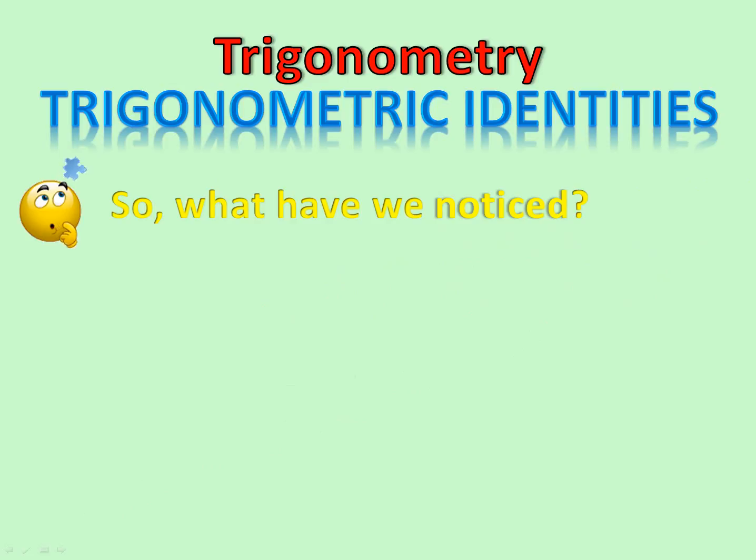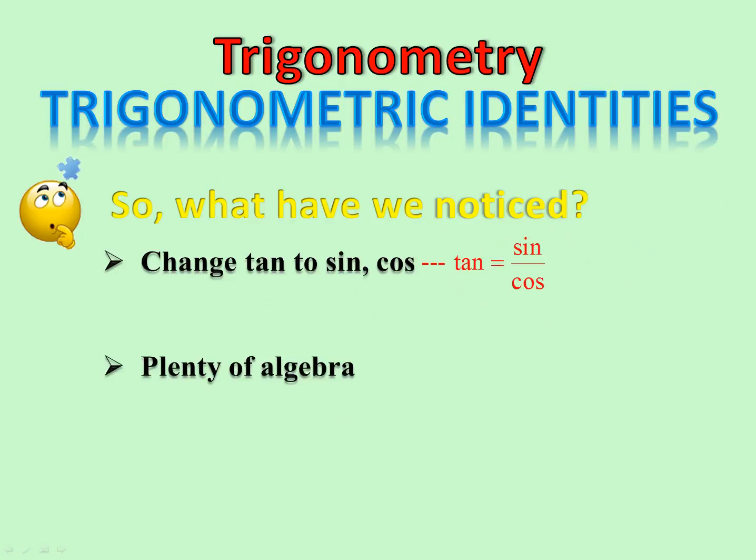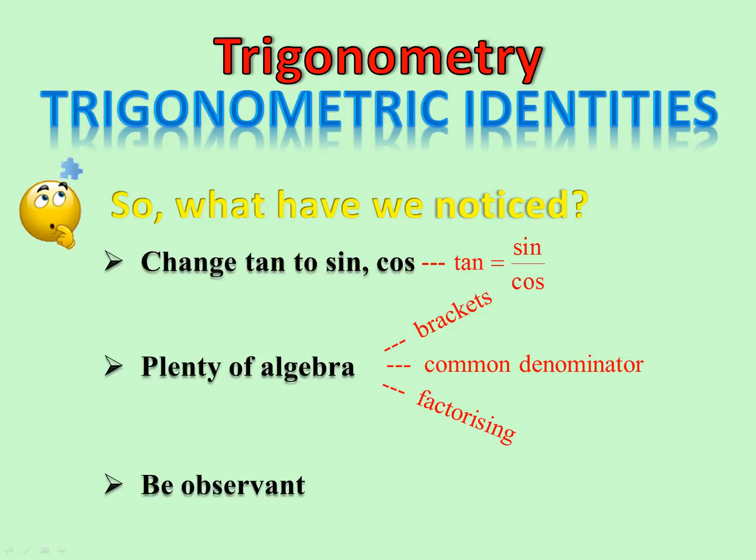Right, so let's have a look with trigonometric identities. First we'll change tan to sine and cos. Secondly, plenty of algebra. There's brackets multiplying out, common denominator whenever you're adding or subtracting fractions, factorizing, plenty of factorizing. Be observant. We have our fundamental identities, so we must remember them. 1 minus sine squared, 1 minus cos squared, sine squared plus cos squared, sine over cos. And we need to recognize these to be able to substitute.